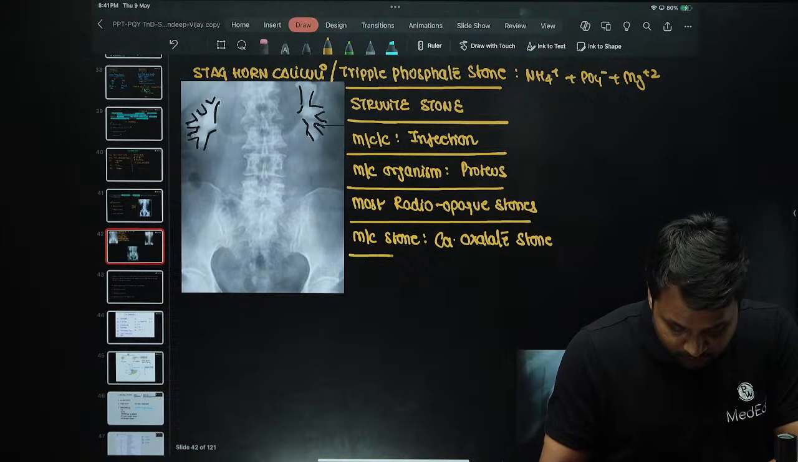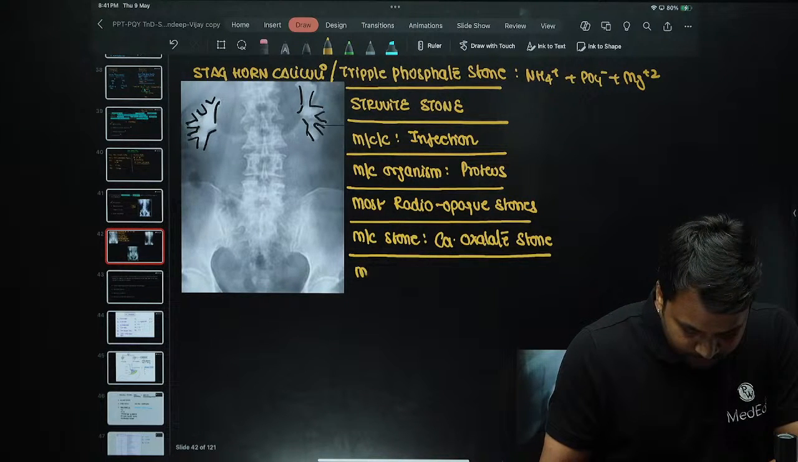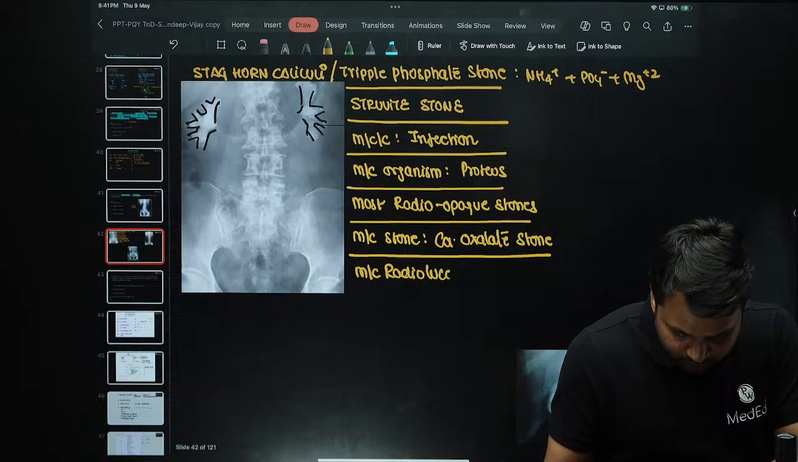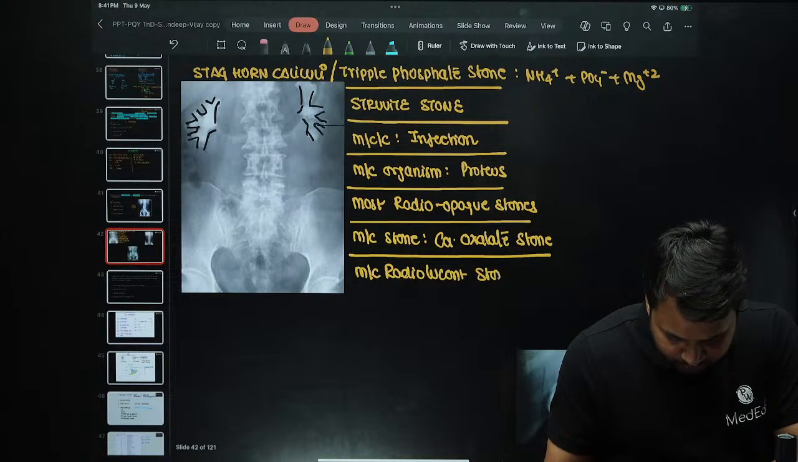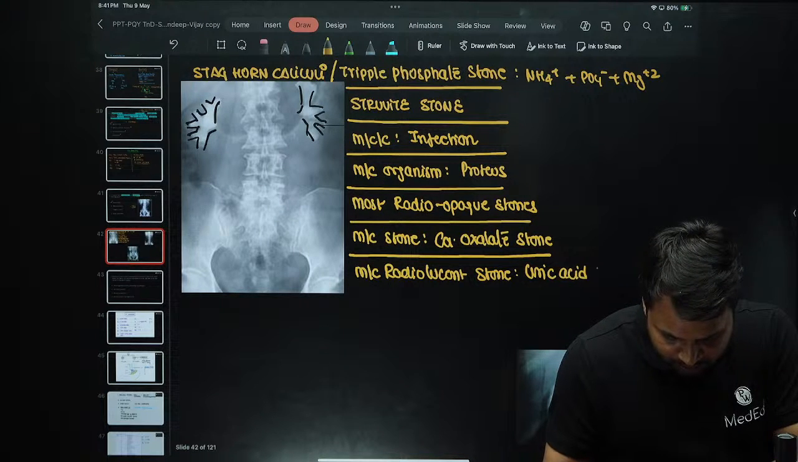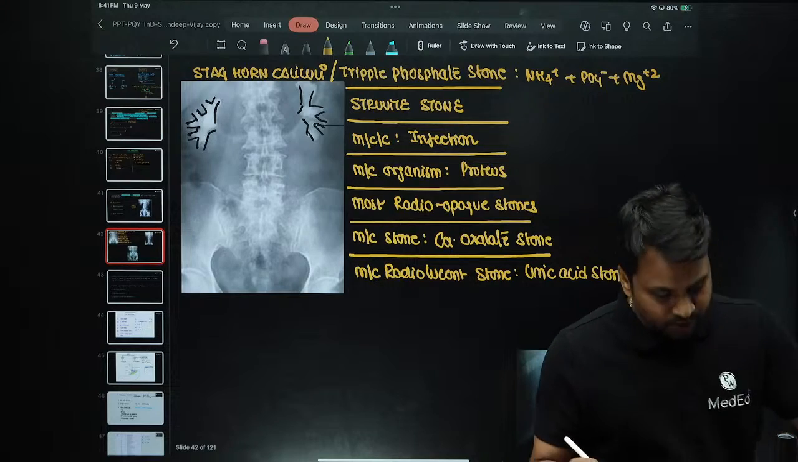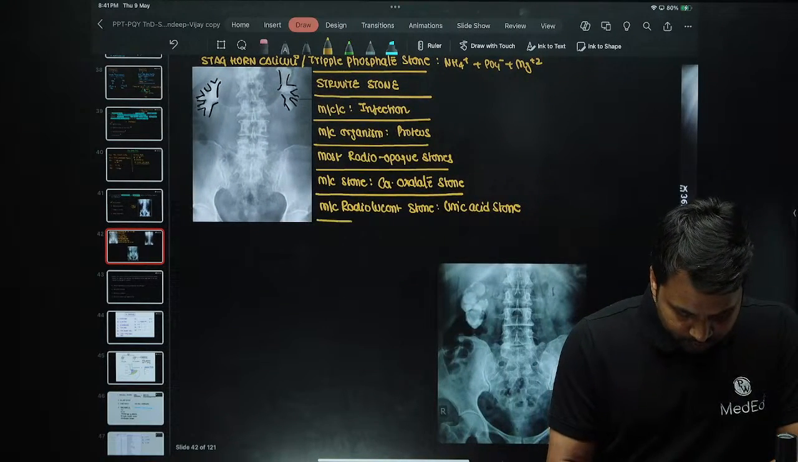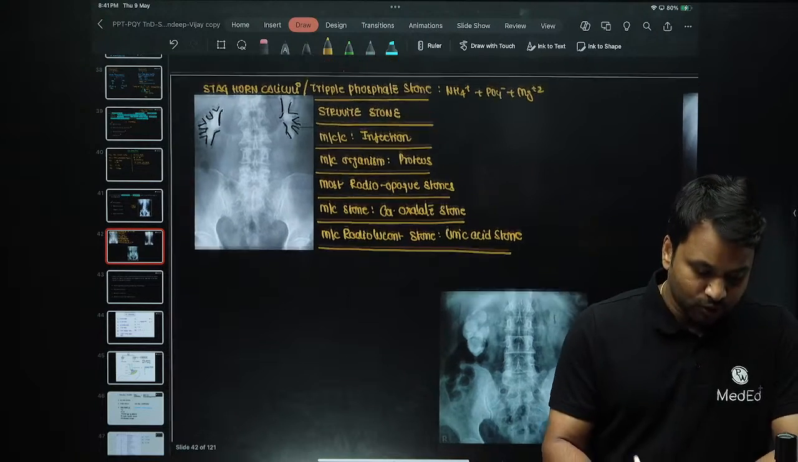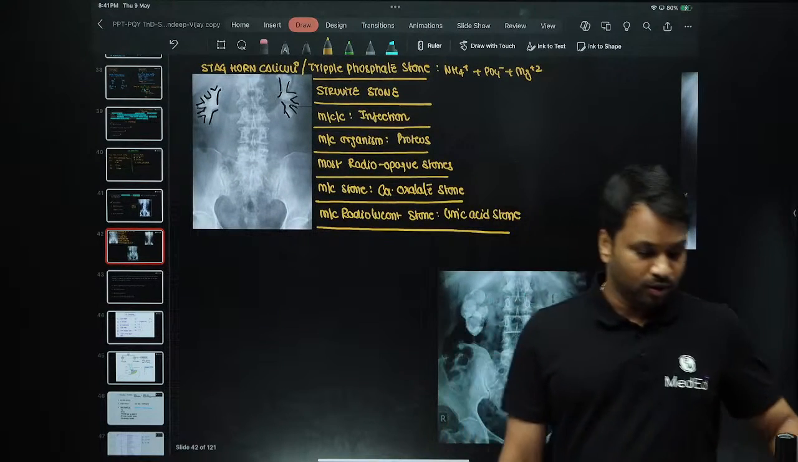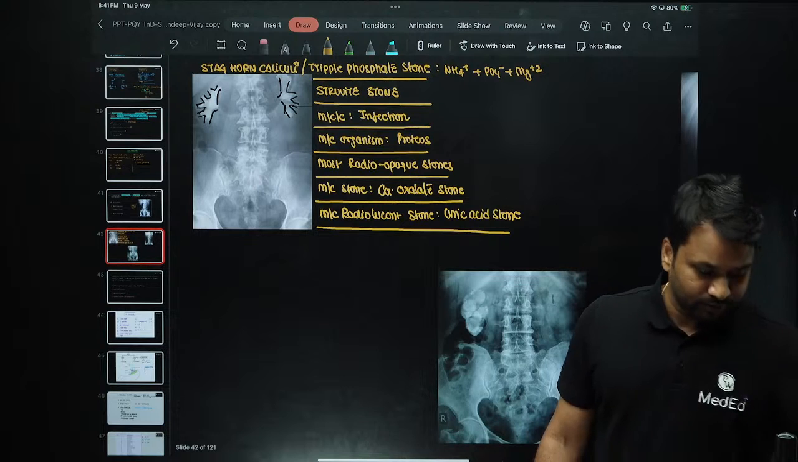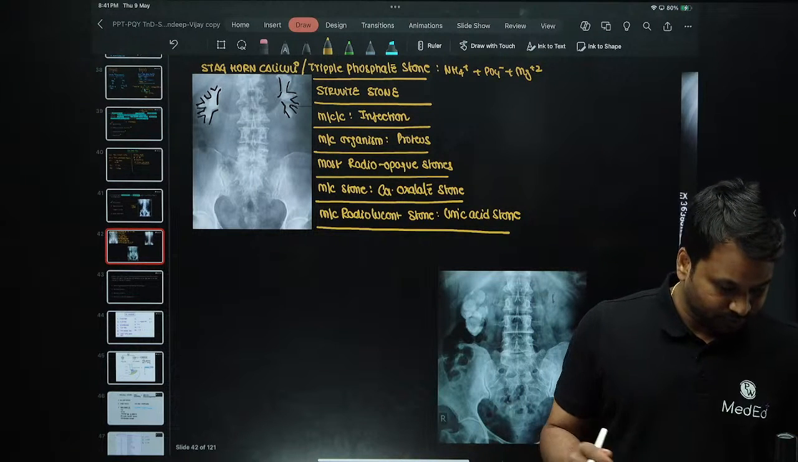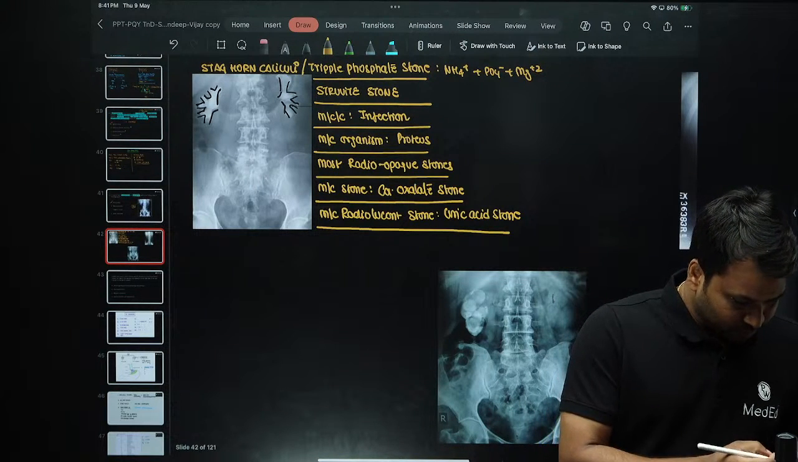But if I change the question, what is the most common radiolucent stone? The most common radiolucent stone is going to be the uric acid stone. Clear?